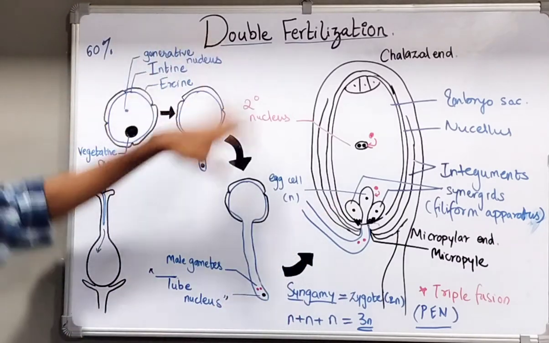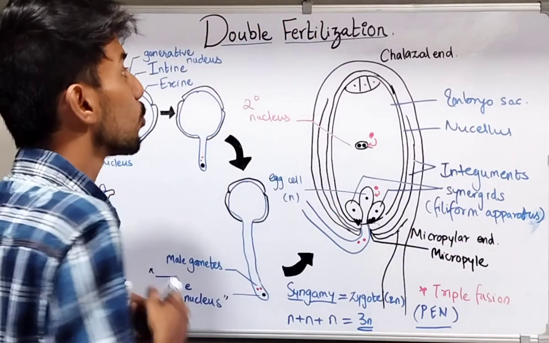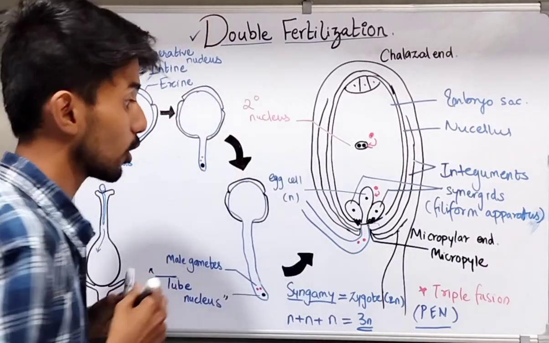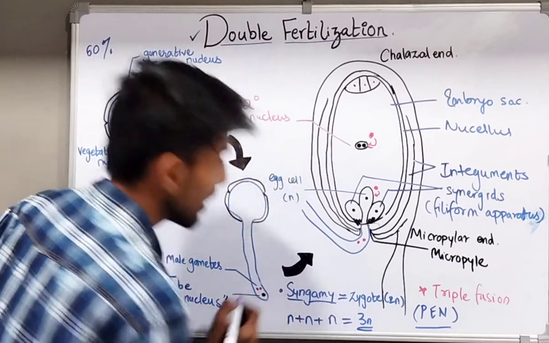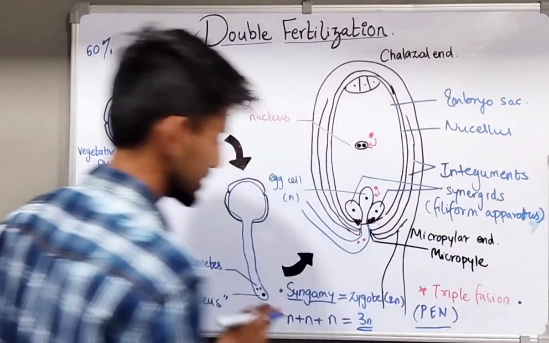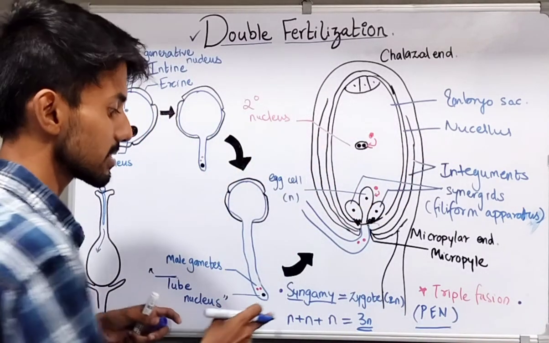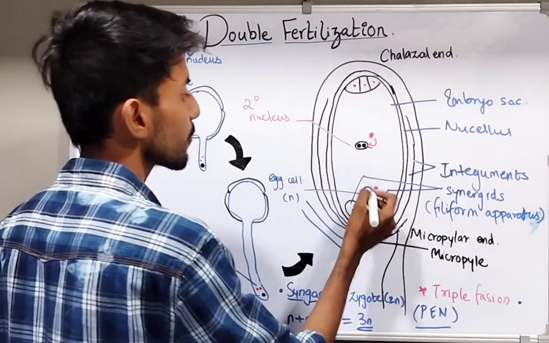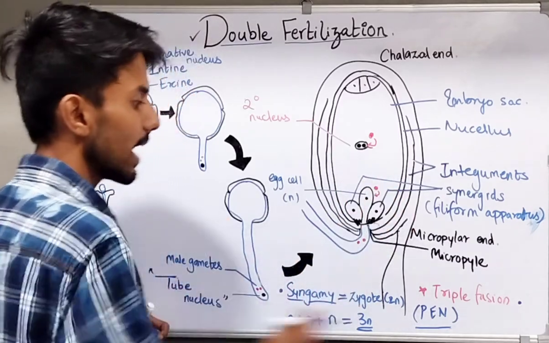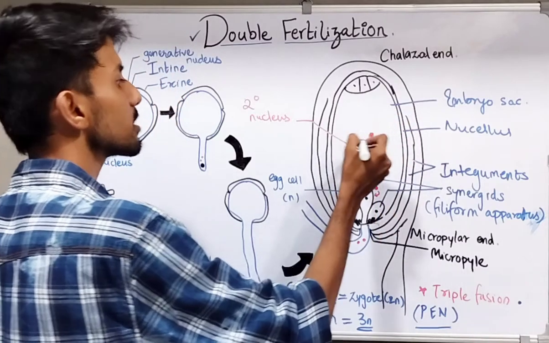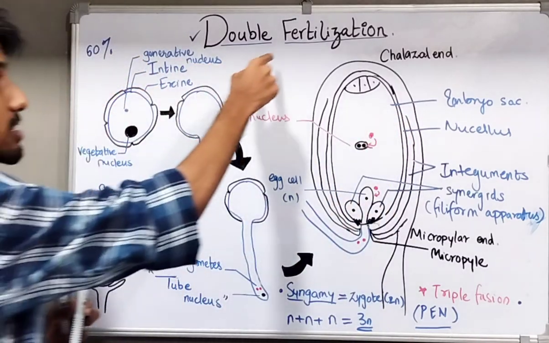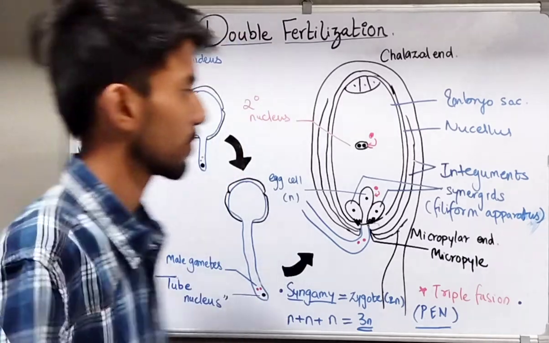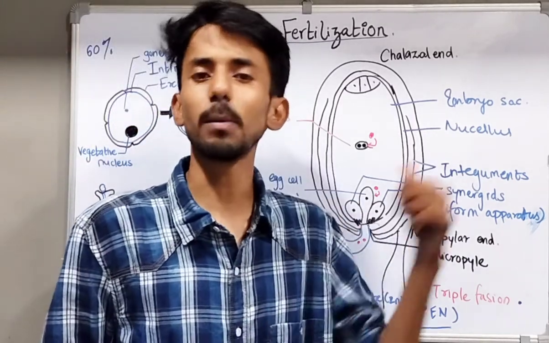So this is the entire process of double fertilization. Why do we call it double fertilization? Because two fusions are taking place. Number one, syngamy, and number two, triple fusion. Let me summarize. In syngamy, one of the male gametes is fertilizing the egg cell, and in triple fusion, the other male gamete is fertilizing the secondary nucleus. That's why this process is called double fertilization. This is the entire process of double fertilization.